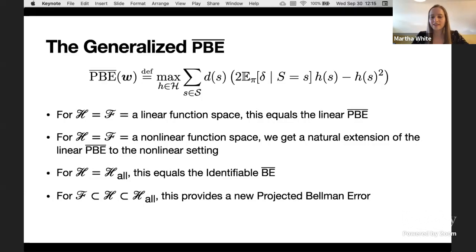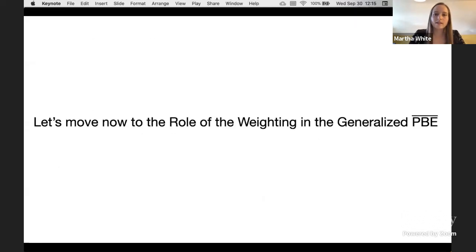Okay, so that was the first thing I want to tell you: here's a natural way that we can generalize to get a generalized projected Bellman error just by using these beautiful insights about how we're going to approximate the Bellman error. Okay, next point.